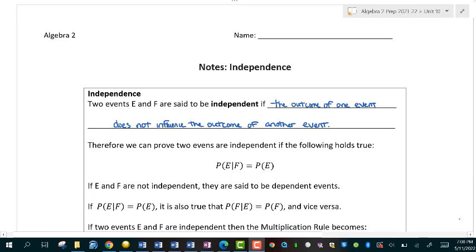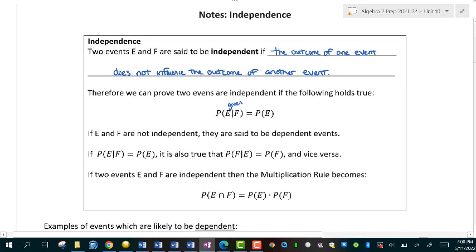You'll see here the probability of E given F equals the probability of E. Basically, what this is saying is that it doesn't matter that event F has already happened. The probability of E remains the same. And this works vice versa as well. So the probability of E given F equals the probability of E, and the probability of F given E equals the probability of F.